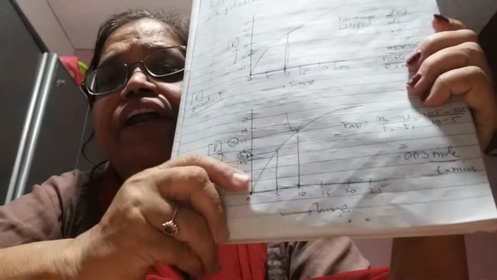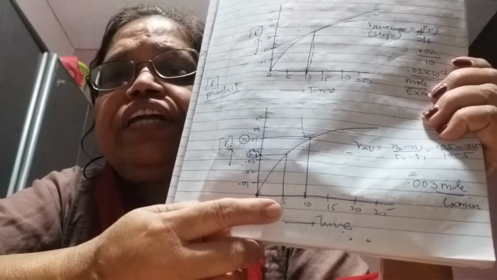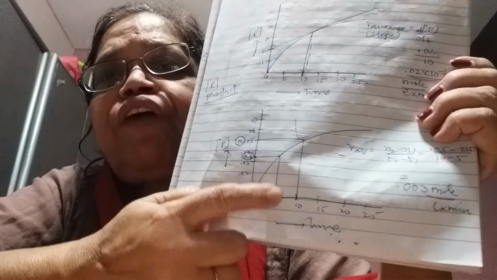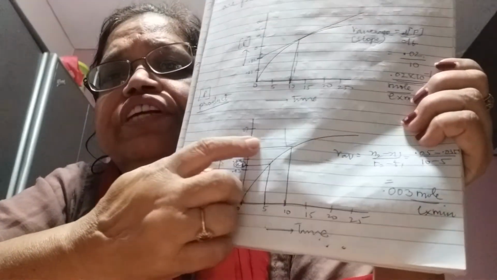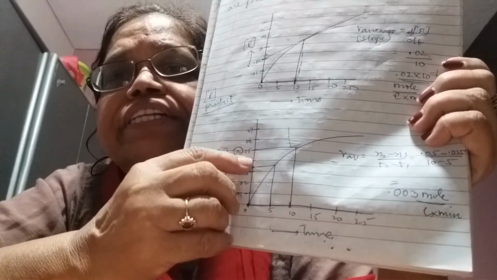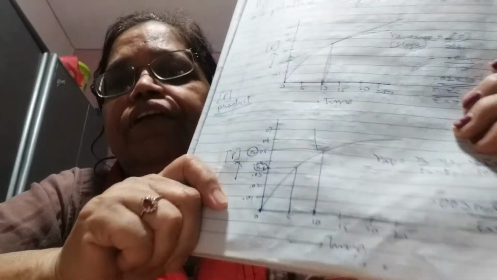Now, in order to carry on the average rate, again we select two different time intervals. Here I have selected 5 minutes and 10 minutes. At 5 minutes, what was the concentration? This is measured here. At 10 minutes, what was the concentration? It is this minus this divided by this minus this gives you the average rate.